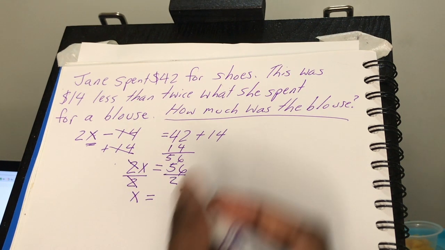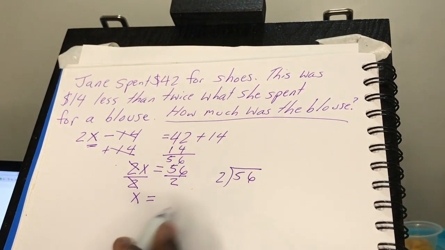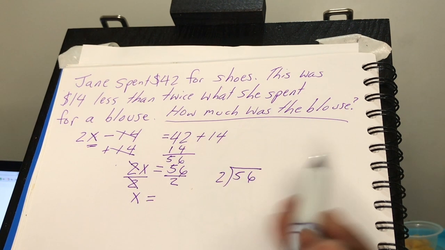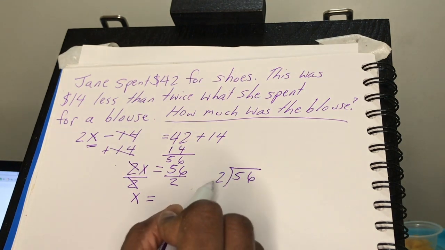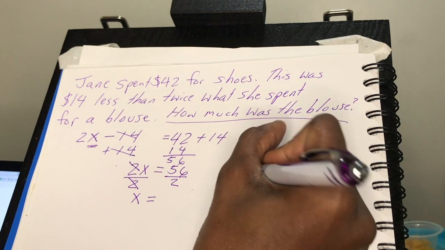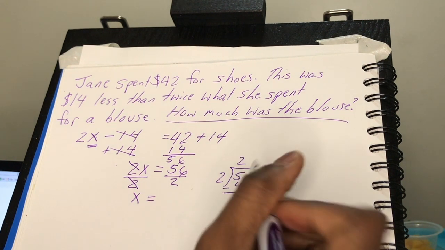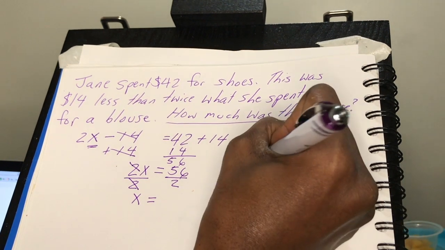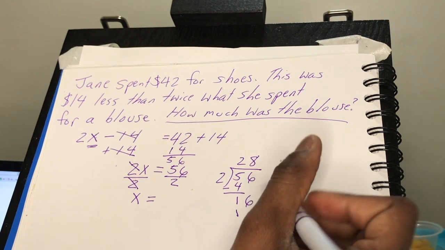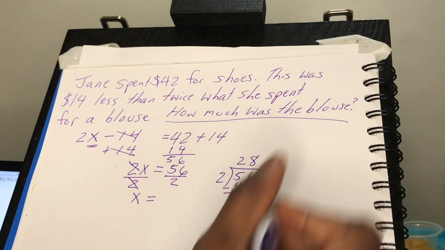56 divided by 2. You can use your calculator if you like, or you can write it this way. 56, and then we make this sign here, divided by 2, which is 2 goes into 5 2 times. 2 times 2 is 4. 5 minus 4 is 1. Bring down our 6. 16 divided by 2 is 8. 16 minus 16 is 0, so your answer is 28.